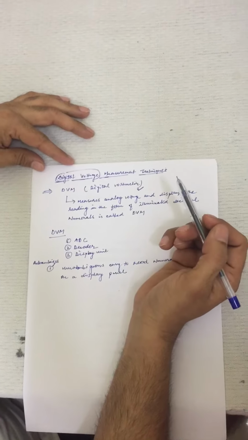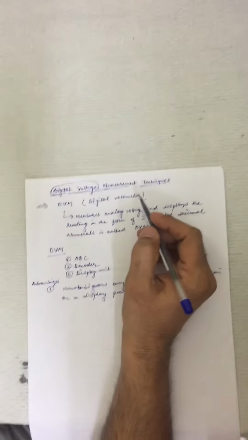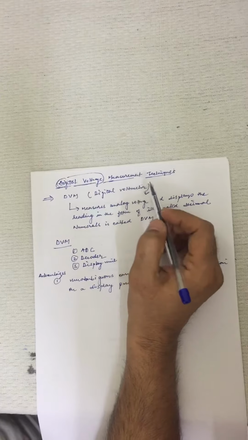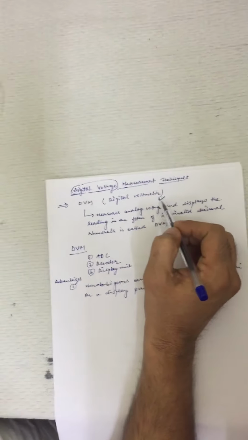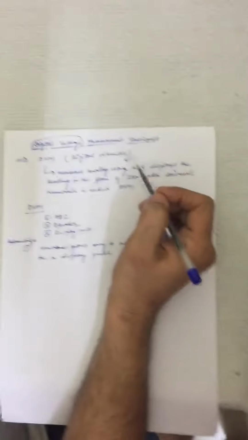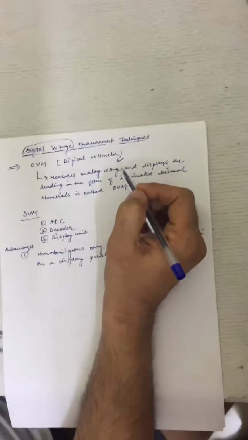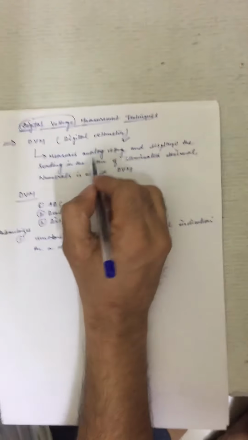Now the question arises: how does this measurement take place, how are we going to measure the voltage using this digital voltmeter? In short, we call it a DVM. So what is a DVM? Let us first know what a DVM is. A DVM is basically an instrument that measures an analog voltage.